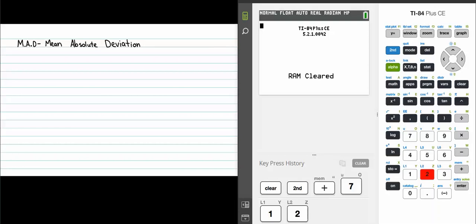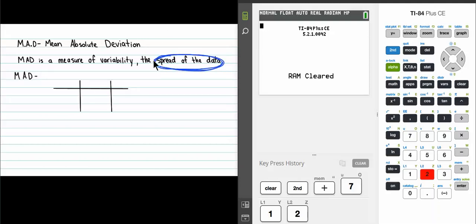Alright guys, so let's talk about how to find the mean absolute deviation. The first thing we want to make sure we understand is what it is. When I say mean absolute deviation, I'll refer to it as the MAD. The MAD is a measure of variability. In short, that means the spread of the data. If you can remember that, that'll help you a lot. The spread of the data.